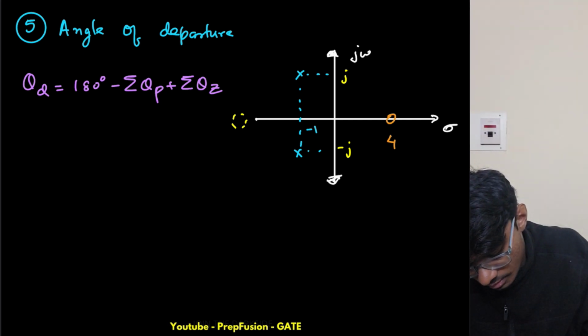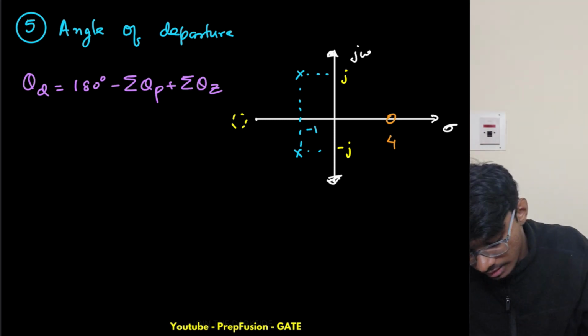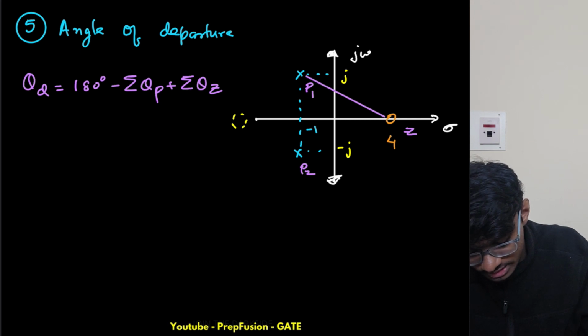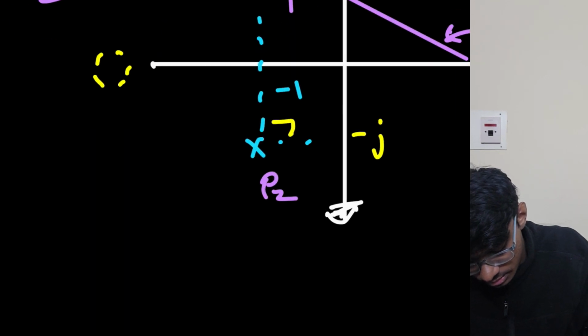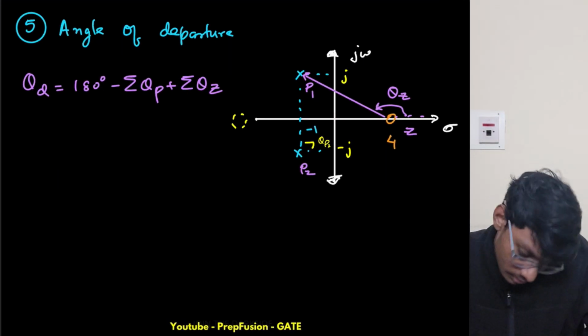So what are my angles? I'm calculating this one for p1. Let me name these as p1, p2 and z. Firstly, I'm calculating with respect to this z, along the x-axis. This is, let's say, theta z. Next I'm calculating with respect to this p2, so this is theta p2. I have only two poles and a zero, so that is done.